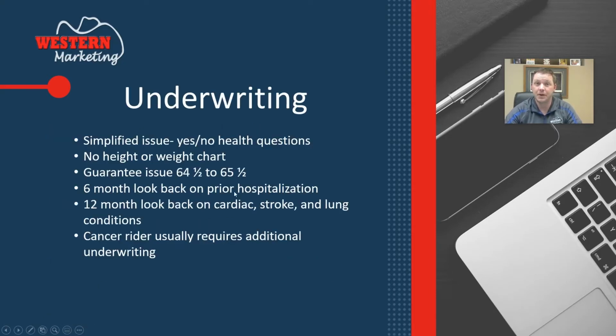Underwriting, like I said, it's fairly easy. It's simplified issue, so that means there's no blood, no urine, no paramedical exam. It's basically yes, no health questions. Some carriers will pull an MIB or a script check. Generally, there's no height or weight chart.